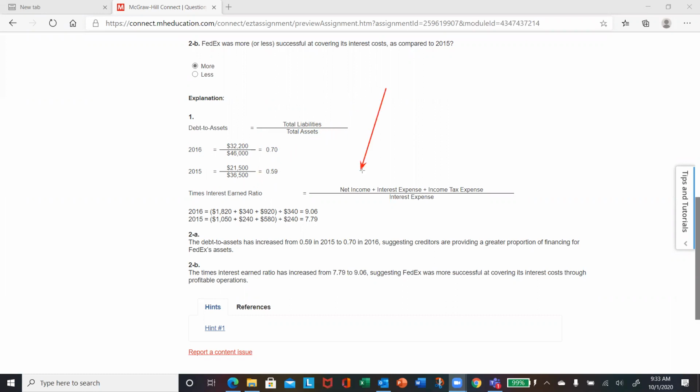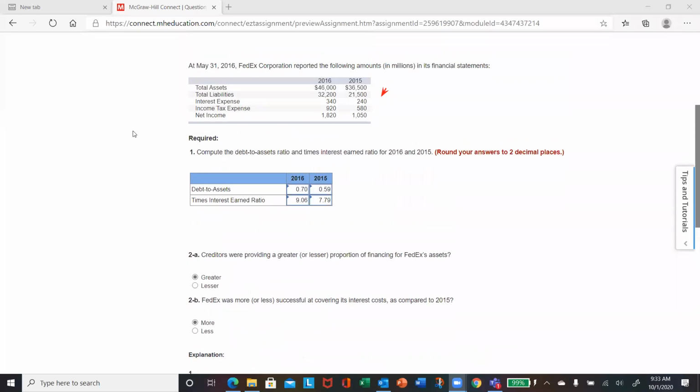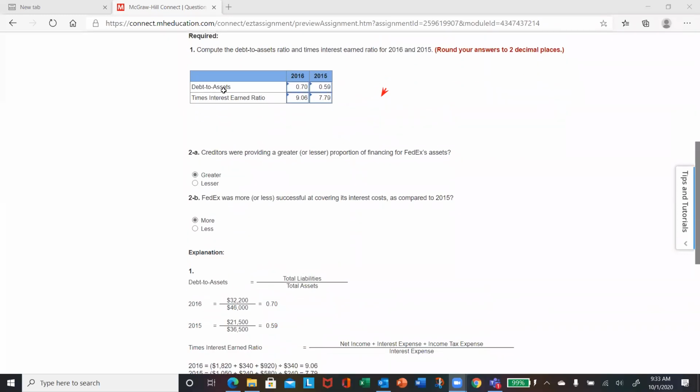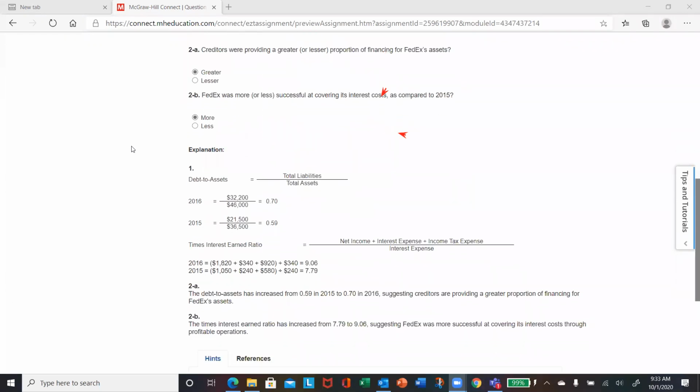On the times interest earned ratio, here's your formula: net income plus interest expense plus income tax expense, and then divide by interest expense. So in this case, here's your numerator for 2016 and 15. And of course, you divide by 340 and 240. And if you go back up above, you can see the numbers you would just have to plug in to these two cells here for both debt ratio and your times interest earned. Once you do that, notice for times interest earned, it ended up being 9.06 and 7.79.